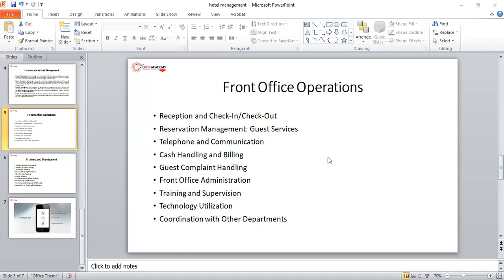Guest complaints: if there is a maintenance issue, something bad happens, there is noise, or there is some leakage in the washroom, or whatever the issue, it comes under guest complaint handling, and that has to be handled immediately, as soon as possible, to resolve that issue so that the client should be satisfied during his or her stay.